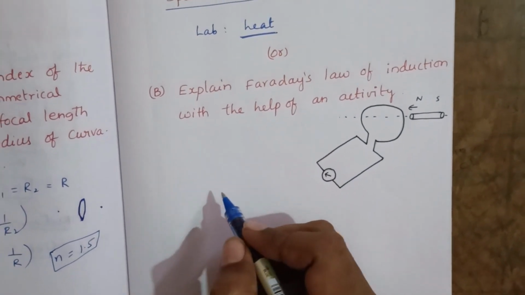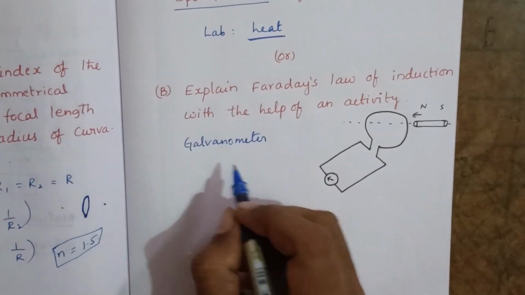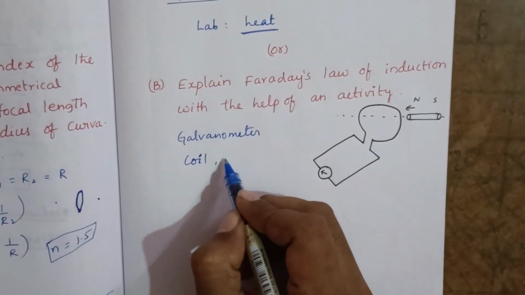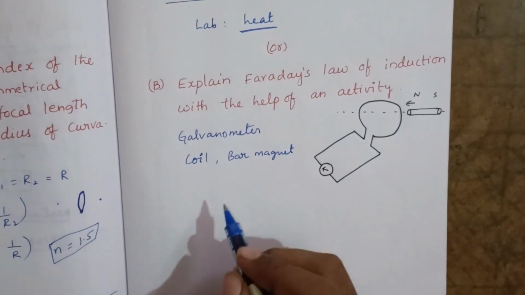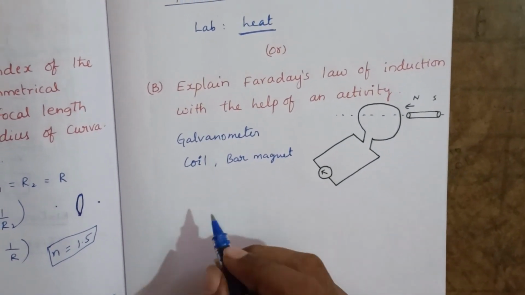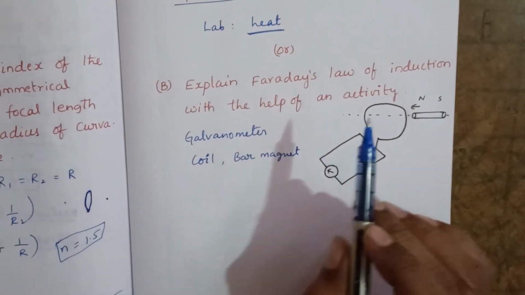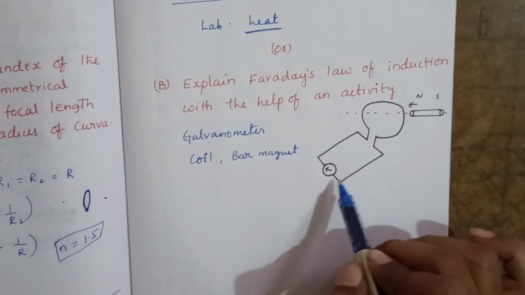Now to do this experiment, we require a galvanometer, a coil, and a bar magnet. Now the procedure: first we should take the coil.